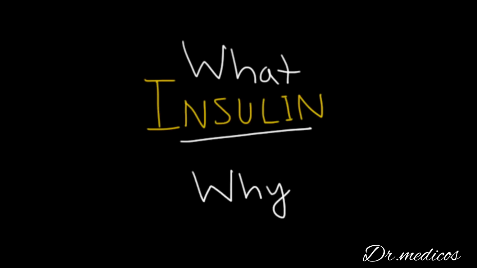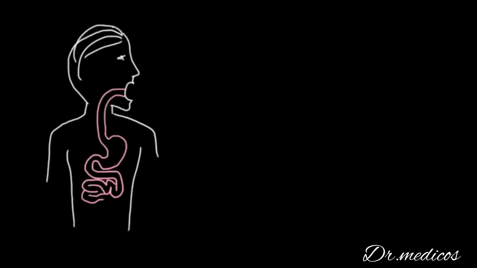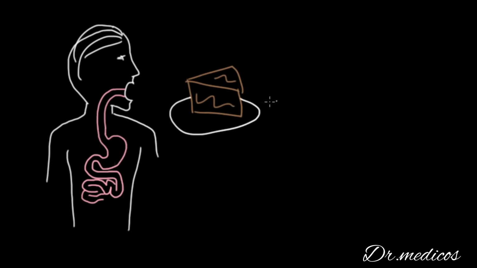Today we're going to talk about what is insulin, and why do we need it to stay healthy. So let's say this is you and you're going to eat a big piece of chocolate cake, which I'll draw here. Here's your piece of chocolate cake, and just to be proper, let's put it on a plate. So you're going to eat your piece of chocolate cake, which means you're going to put it in your mouth, you're going to chew it up, and then you're going to swallow it.